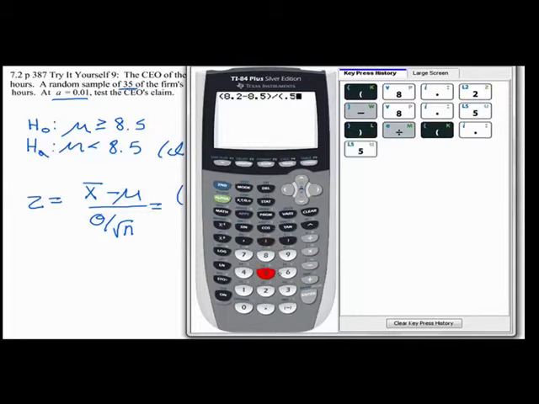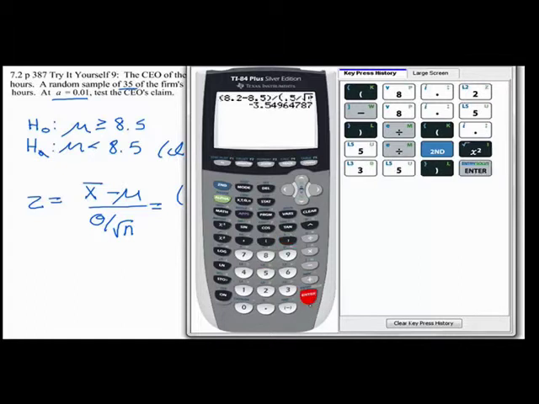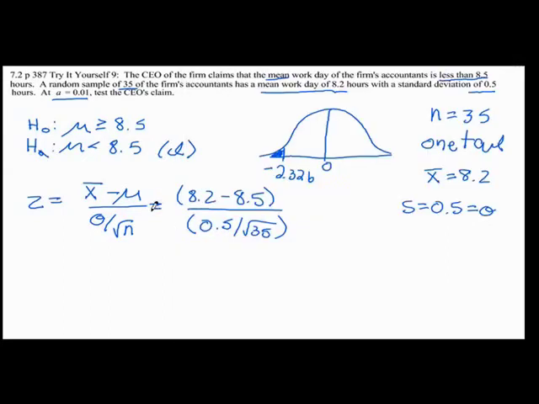0.5 divided by the square root of the sample size, which was 35. Close parentheses there. You should end up with negative 3.549647. Let's go 2 decimal places. Negative 3.54, that 9 makes that 4 become a 5. So negative 3.55, rounded correctly. We'll use that for our z. So we're going to put that in our curve, negative 3.55.